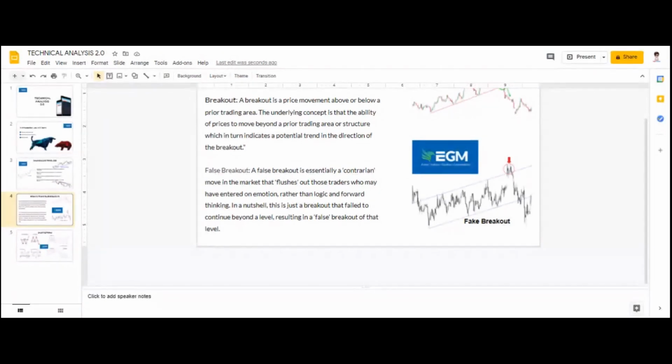See, when a breakout happens, you don't just sell or buy. You need to wait for a reaction in price. What is that reaction? The retracement back to a significant area of structure, or you wait for a series of higher highs and higher lows, or lower highs and lower lows to form, for you to know that this trend direction has changed before you enter. So in a nutshell, a fake breakout is just a breakout that failed to continue beyond a level, resulting in a false break of that level. Simple logic, simple stuff you could apply or see on the chart. Do we all understand?